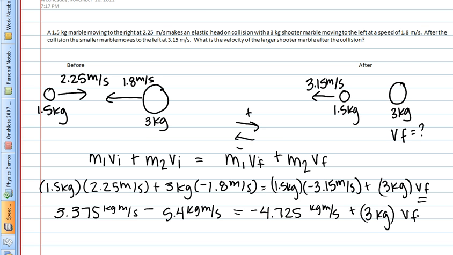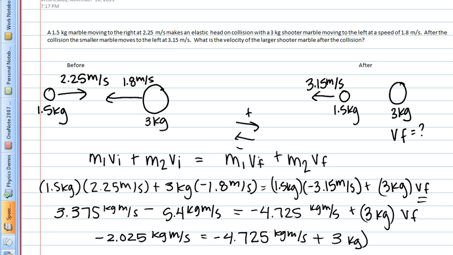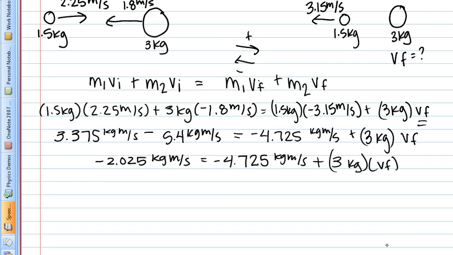When we go through and solve, this side ends up being a negative 2.025 kilogram meters per second, equaling our same stuff over here, negative 4.725 kilogram meters per second plus 3 kg times Vf. We have to add our negative 4.725 over with our negative number there.